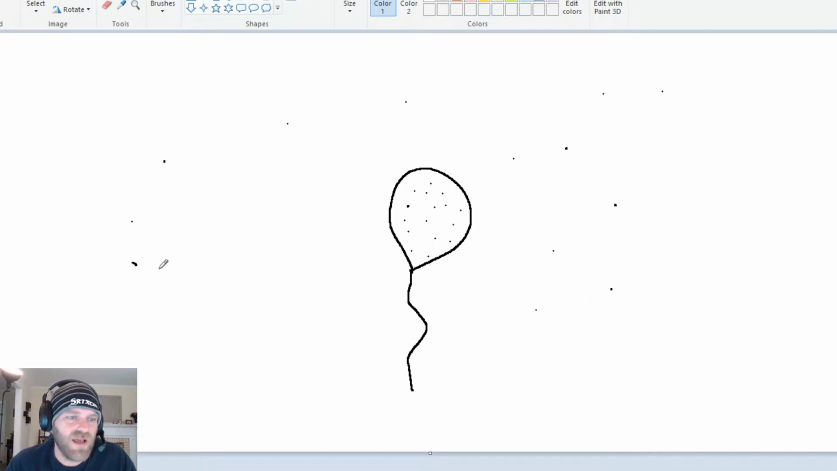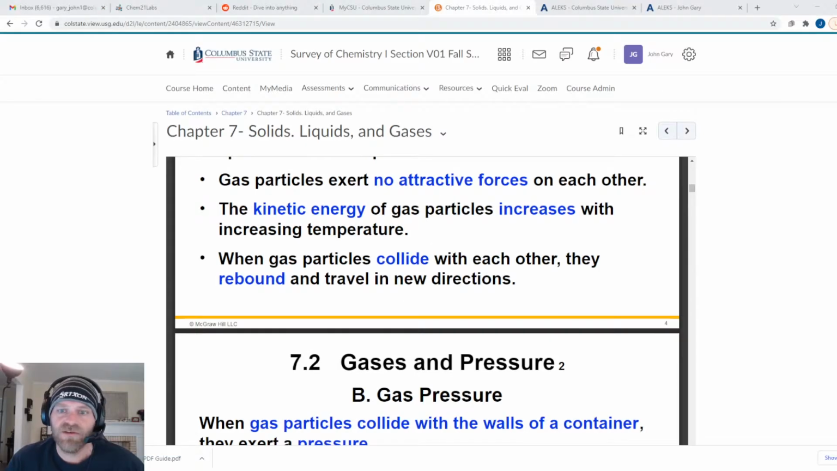All right? So what happens with pressure? Pressure is any force exerted on a certain amount of area. We talk about it in pounds per square inch if you're talking about a tire. So if you say you have 35 pounds per square inch, I have 35 pounds of weight pressing on each square inch of area.